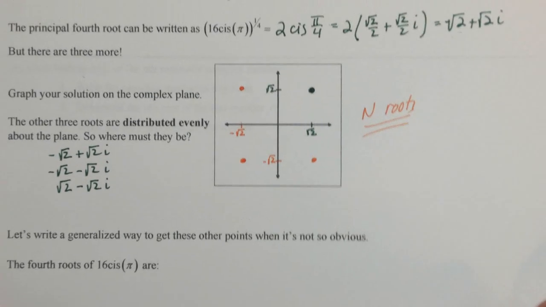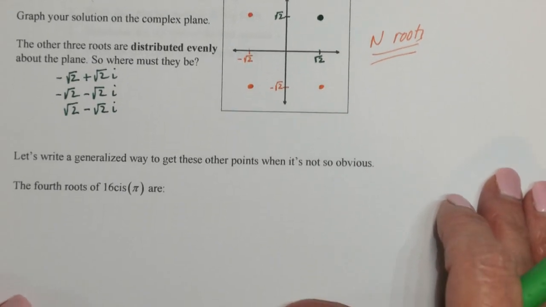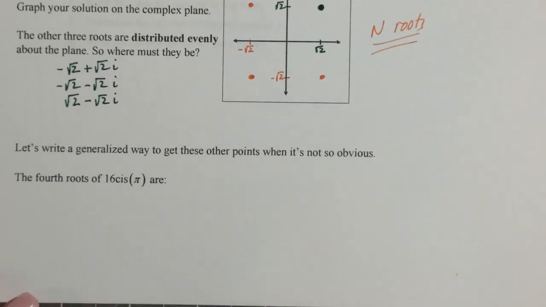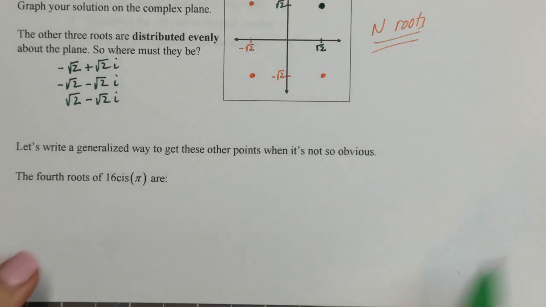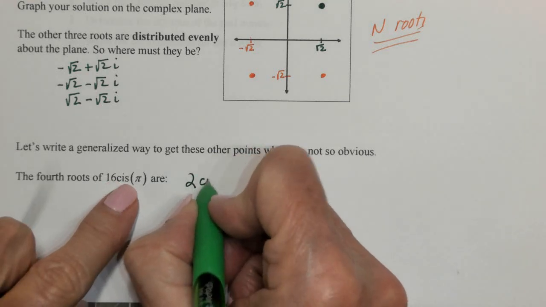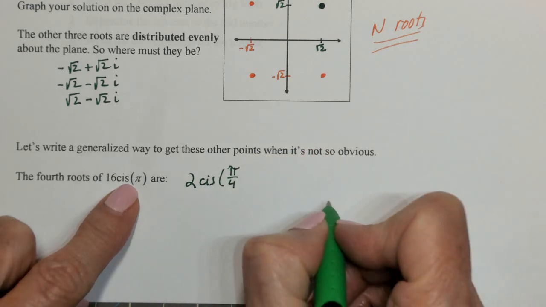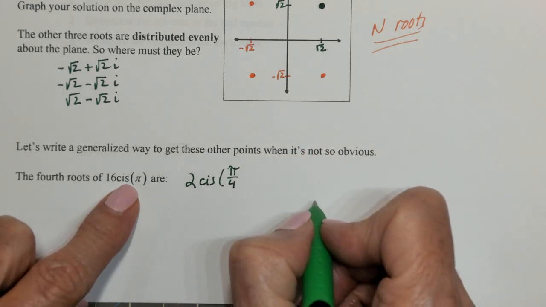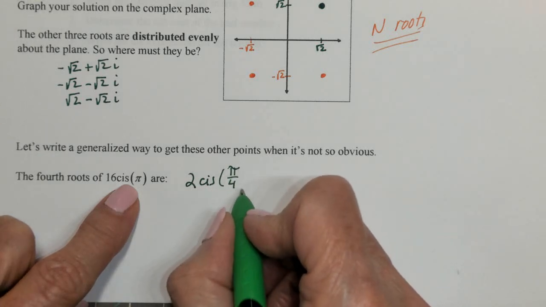Okay, in this case it was very obvious where the points would be, but sometimes it is not so obvious. So we need a more generalized way to write these other answers. Okay, we're always going to get that first answer, and that is key. So I'm going to write the first answer as 2 cis pi over 4. Okay? And I'm not adding anything to that.